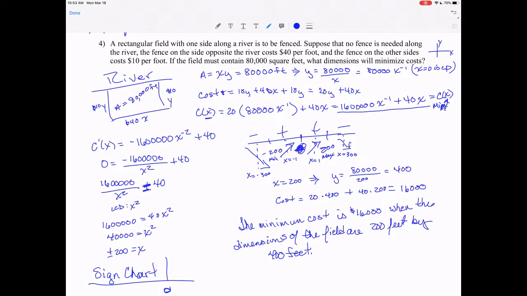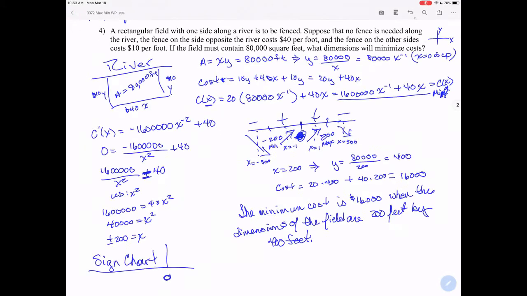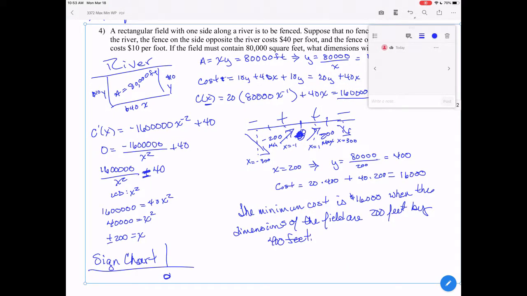Okay? Now, when I write a test, I am not opposed to making negative answers even though they don't make sense. I'm also not opposed to making fraction answers even though they don't make sense, just to make you do the sign chart, okay? So make sure you're doing the sign chart, all right?